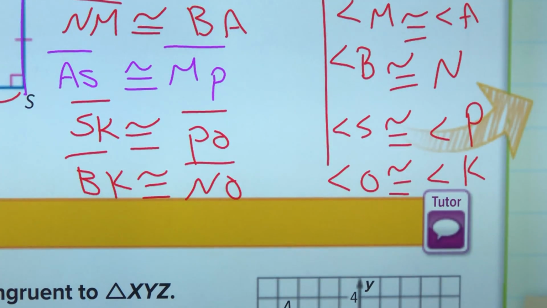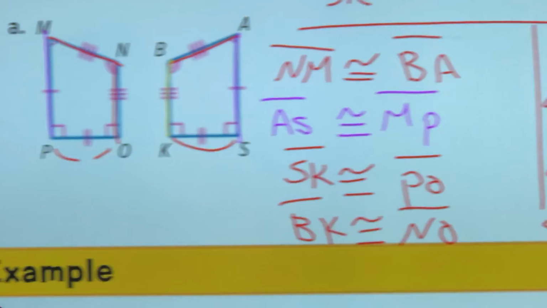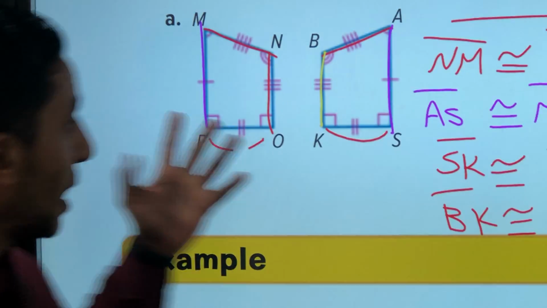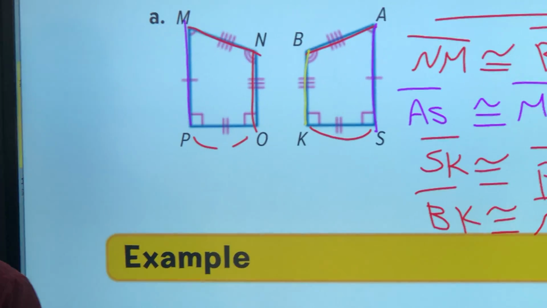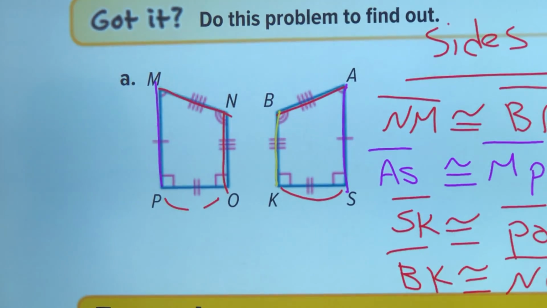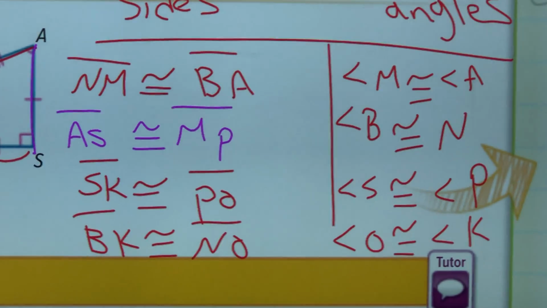Sides and angles. So my fabulous students, if I give you two congruent figures, as you can see here, we have corresponding parts that are congruent, also sides and angles. Okay.